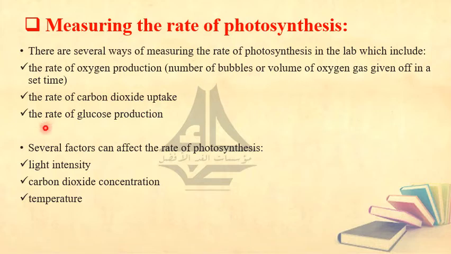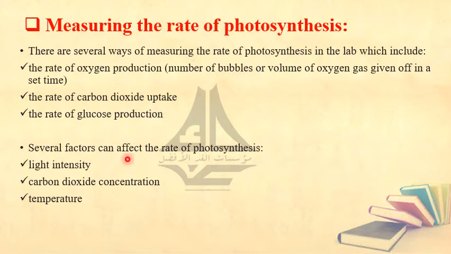Also, you can check the rate of photosynthesis by the rate of glucose production. As the rate of glucose production increases, this is an indication that the rate of photosynthesis is increasing also. They are directly proportional to each other.